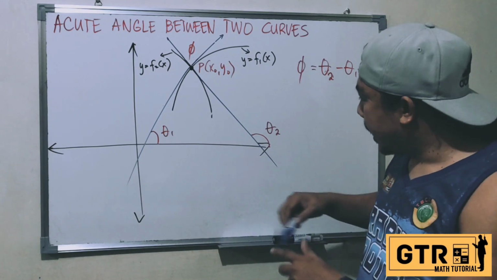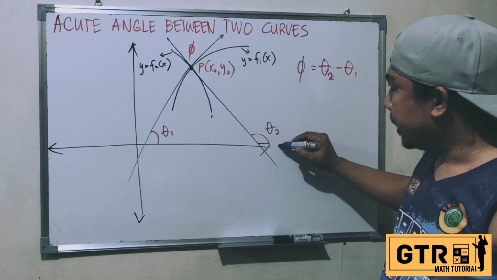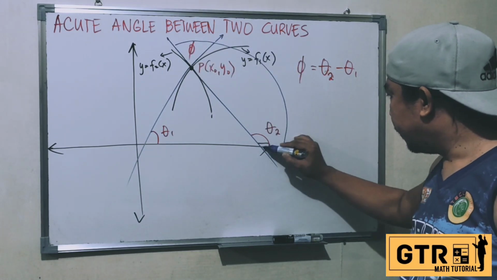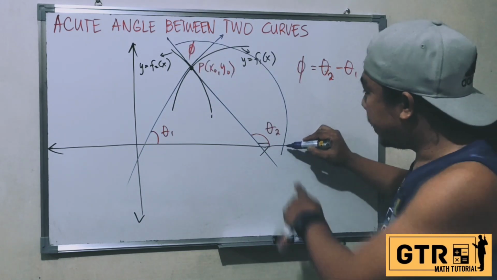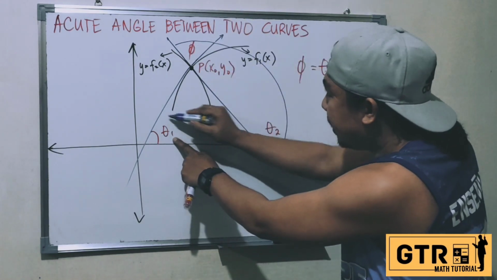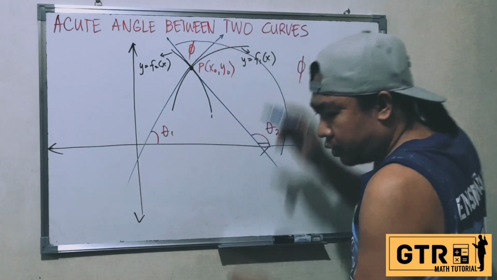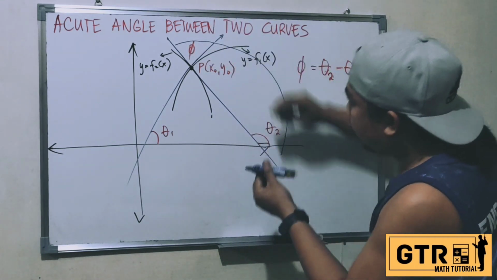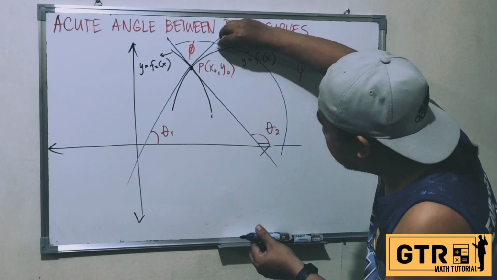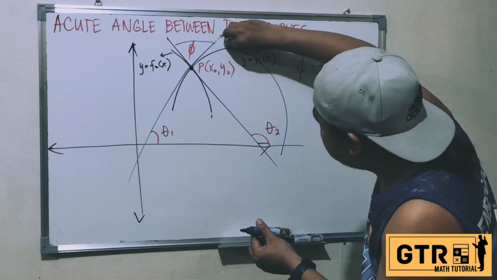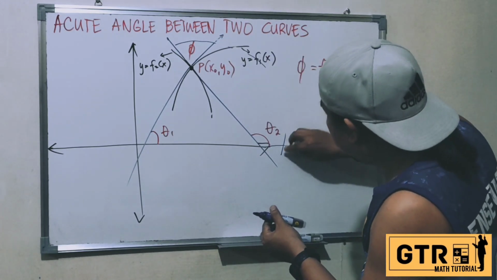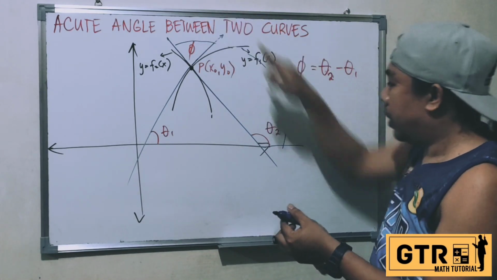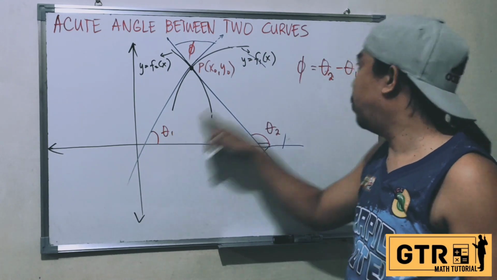Because this is the angle theta sub 2 from our starting position, if we subtract this angle theta sub 1, then we will get the acute angle P is equal to theta sub 2 minus theta sub 1.